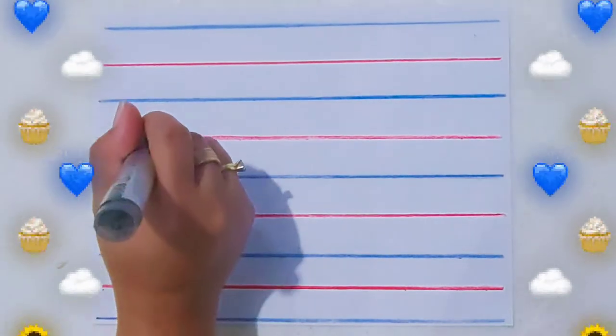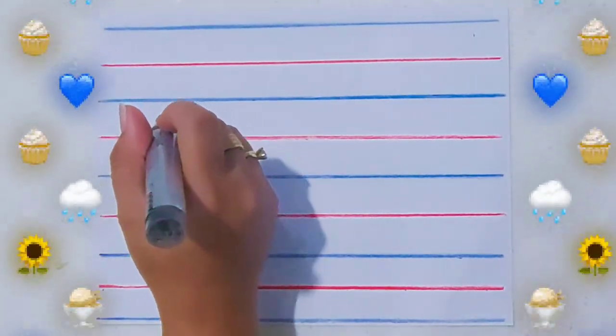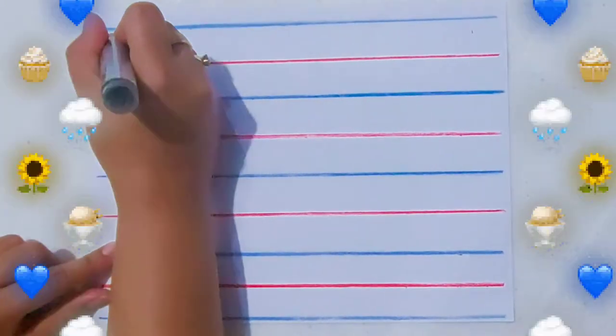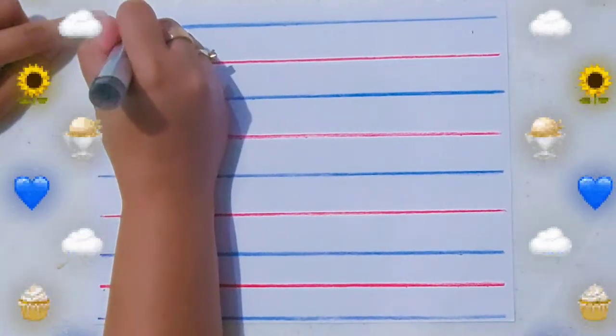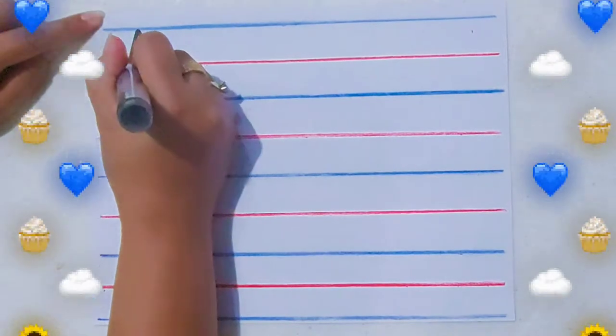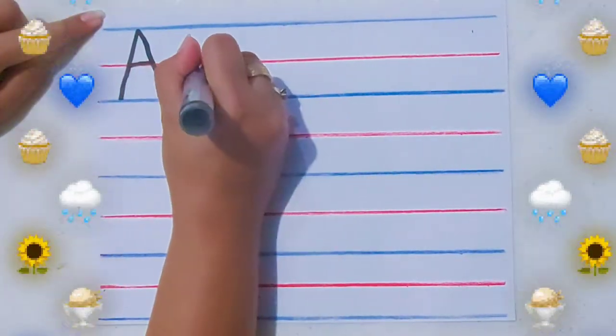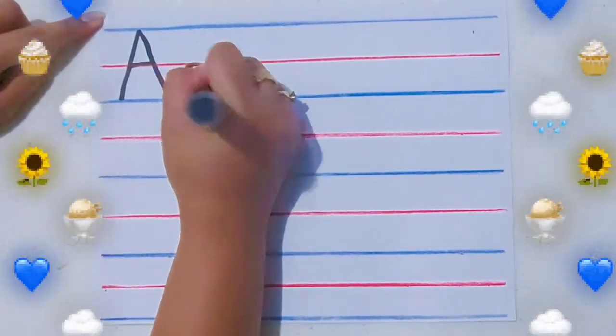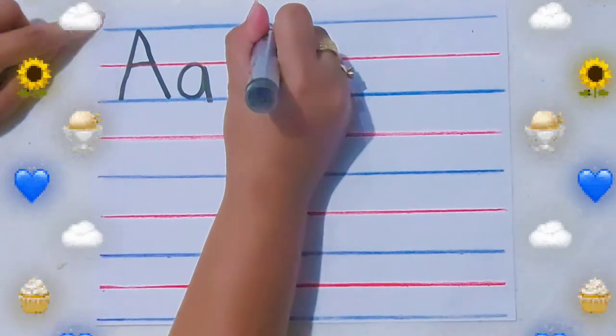You need to follow the lines in writing letters. You have to follow the blue, red, blue lines. Start with the letter A. Slant line, slant line. Left to right, baby A. Circle up, down. Next is the letter B.